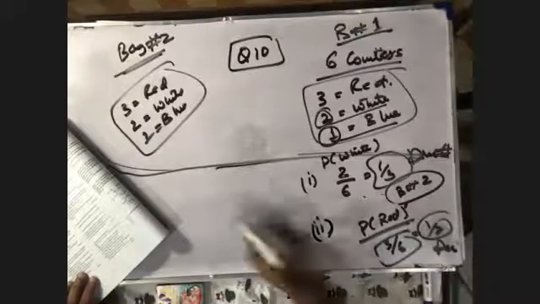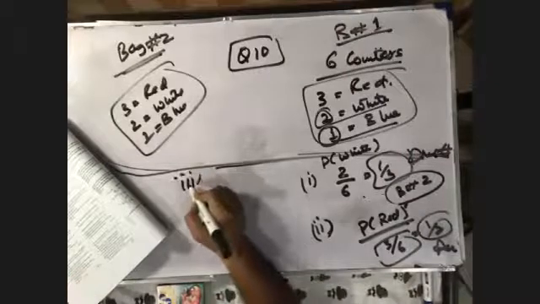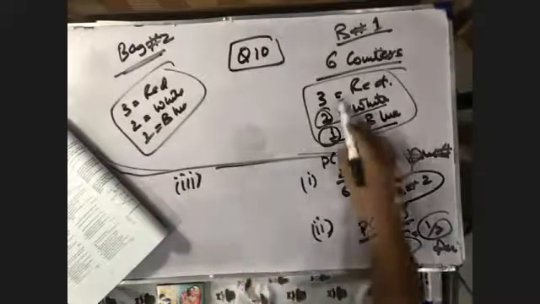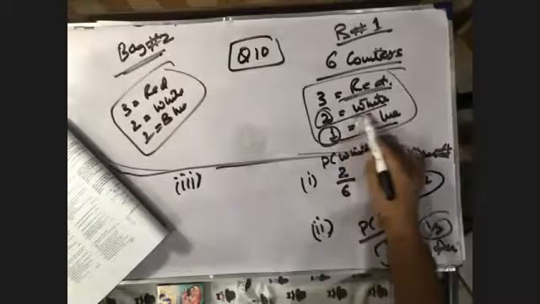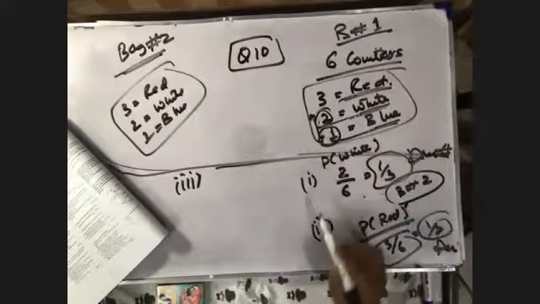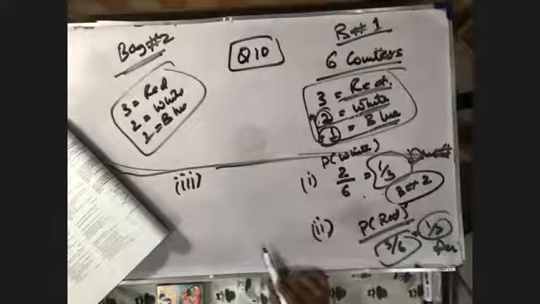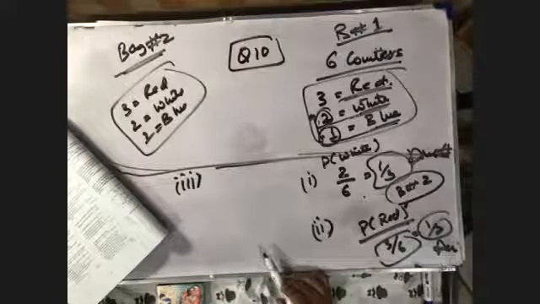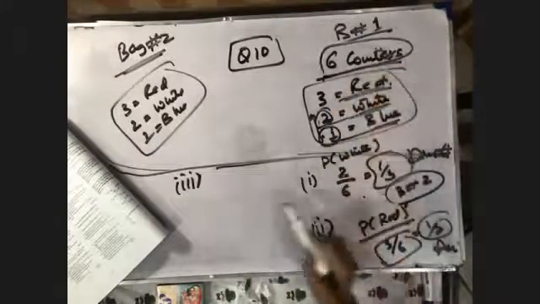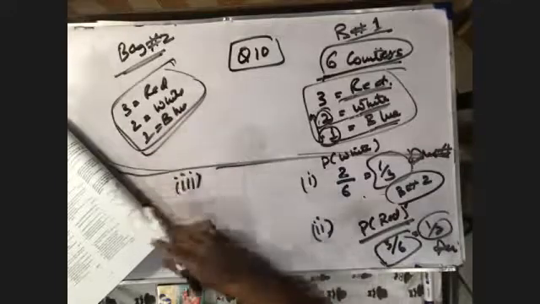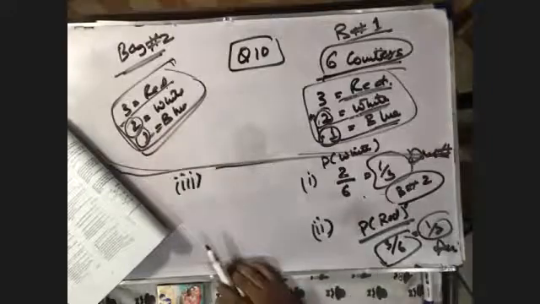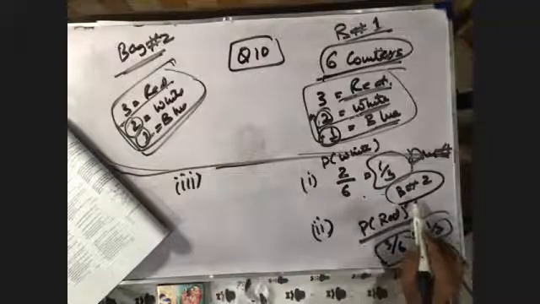Sir, shouldn't it be 2 out of 6? Not red. How many not reds are there? White and blue, 3. Not red, 3 out of 6. Total are 6. Bag number 2 is the same. Only 1 bag is playing. We're playing only bag number 2.